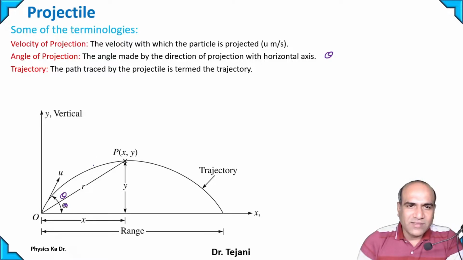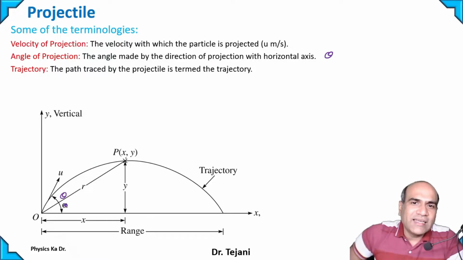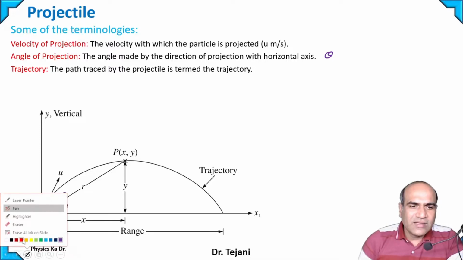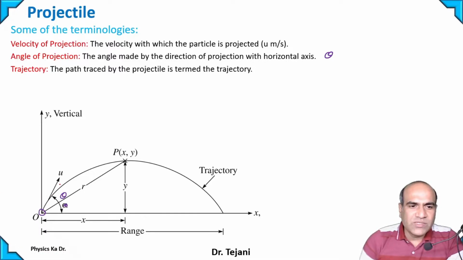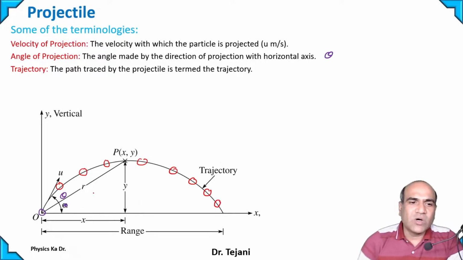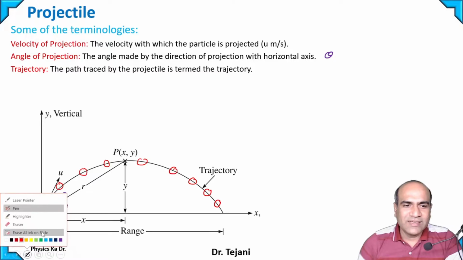See, the path traced by the projectile is named a trajectory. You can see here the object is moving, maybe a ball, let us consider a ball. Starting from this position, it goes in this particular trajectory. We can take a few points. So this is the path traced by a ball, which is called a trajectory.